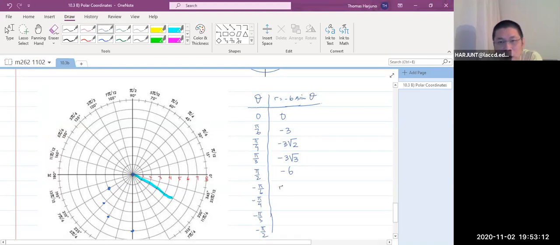We get r equals -6 sine of -pi over 6. That's positive 6 times 1/2, that's 3. Oh, okay. So at -pi over 6, I go 3 units in the same direction. And then I believe that would be 4.24, 5.2.